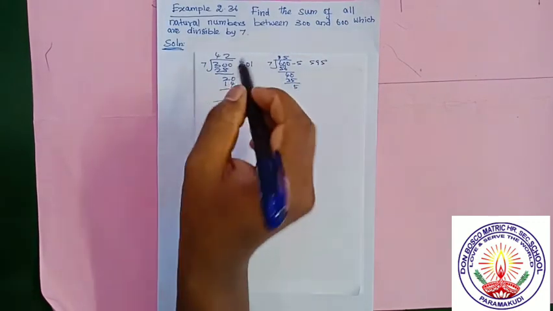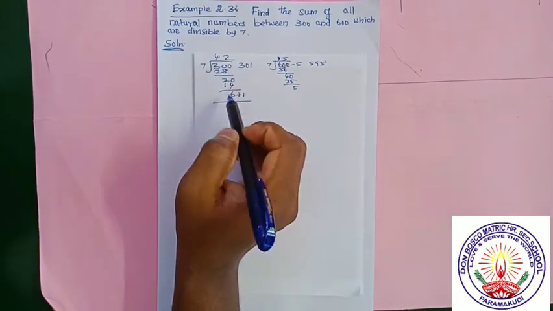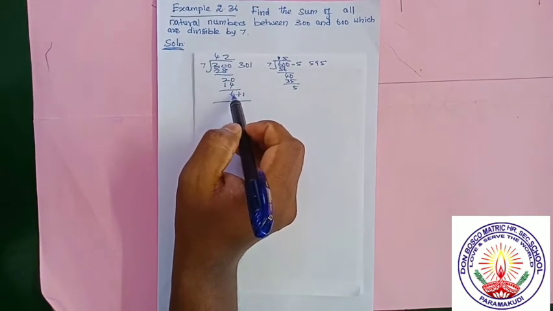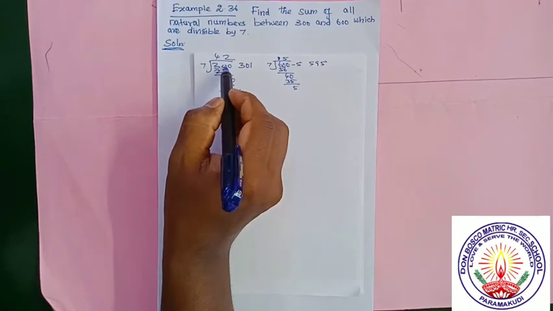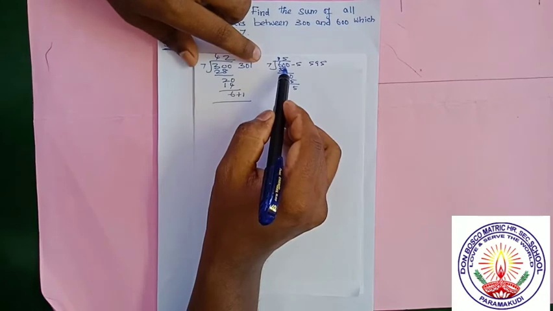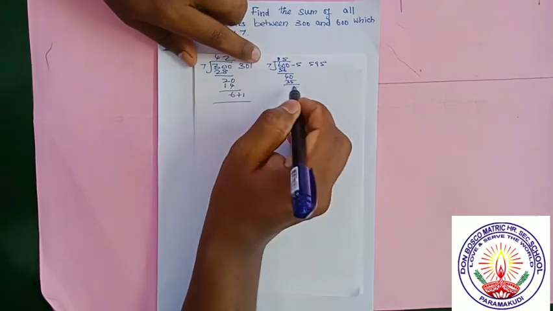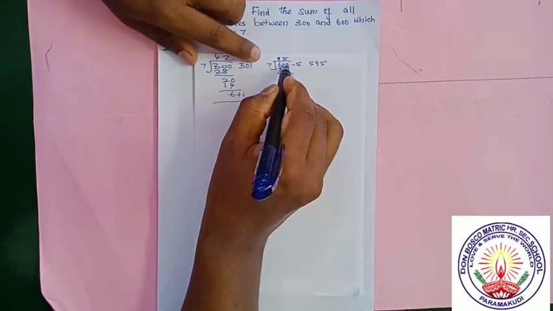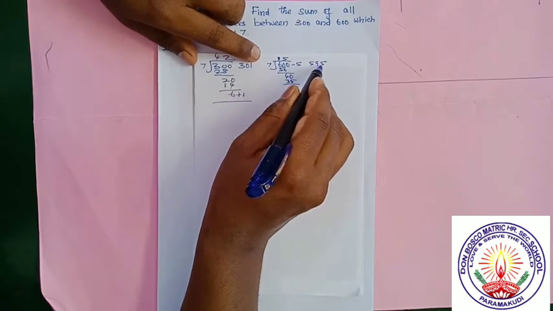So you have to understand this. You have to take the first number and find the remainder, 6. If you add 1 to this number, the next number will be divisible by 7. The same way, you have to take the last number and find the remainder, and subtract this remainder from the number. The previous number is 595.